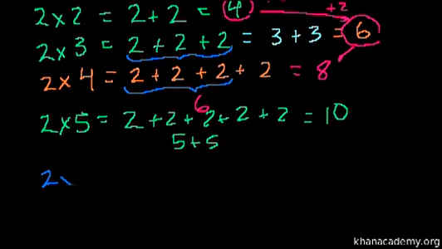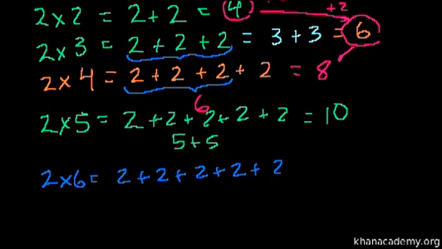So 2 times 6, well, it's going to be 2 plus itself 6 times. Let's see, 1, 2, 3, 4, 5, 6, which should also be equal to 6 plus itself 2 times. This could be interpreted either way. And that's going to be equal to 12. Once again, 2 more than 2 times 5, because we're adding 2 to itself 1 more time. So it's going to be 2 more.